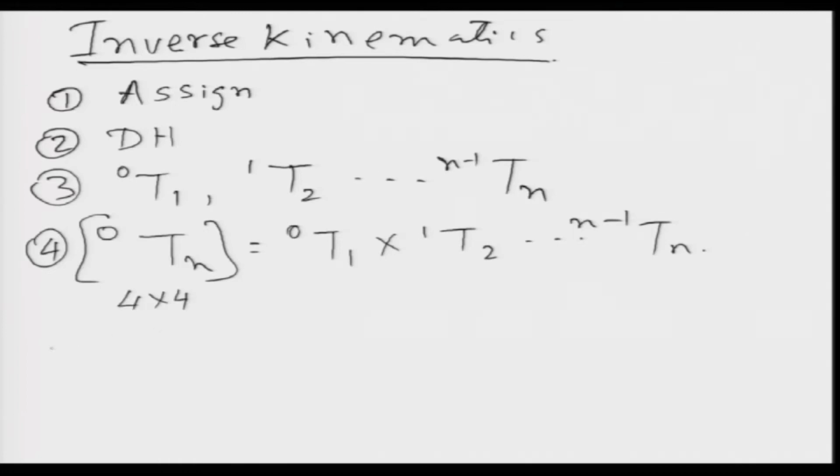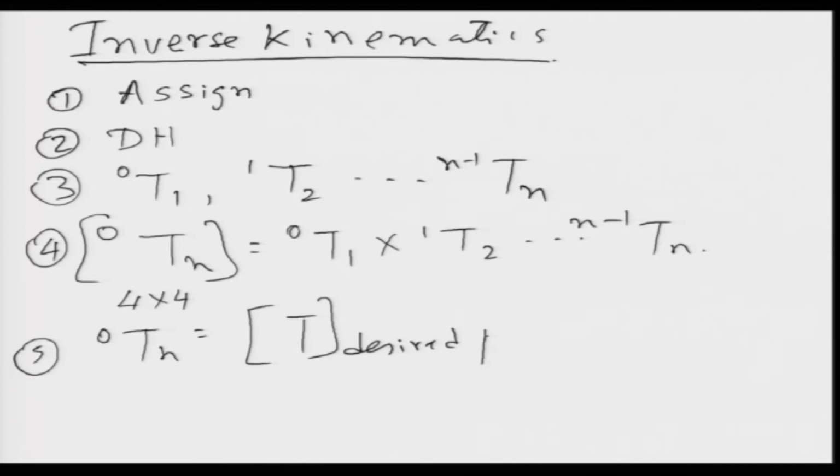So after this, what do we do for our inverse kinematics? We equate this T0 to n matrix with the matrix which contains the desired position and orientation of the end effector. So this is also a 4 by 4 matrix. On this side you have a 4 by 4 matrix and on this side you have a 4 by 4 matrix. So what we do is equate term by term and then try and solve.